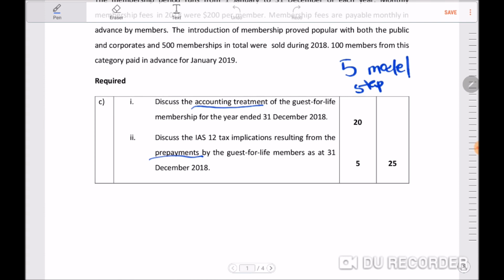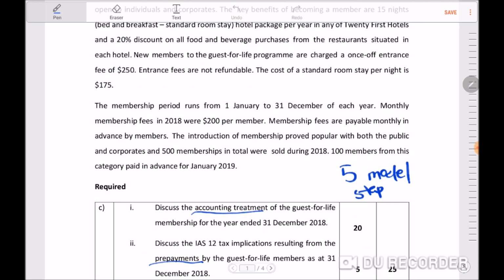So this was the approach to required C, part 1, where you needed to discuss the accounting treatment of the Guest for Life membership, which takes us to required C, part 2, which was to discuss the IAS 12 tax implications resulting from the prepayments by the Guest for Life members as at 31 December 2018. So if you go back to our scenario, paragraph 2 now says the introduction of membership proved popular with both the public and corporates, and 500 memberships in total were sold during 2018. Now the last sentence reads 100 members from this category paid in advance for January 2019.